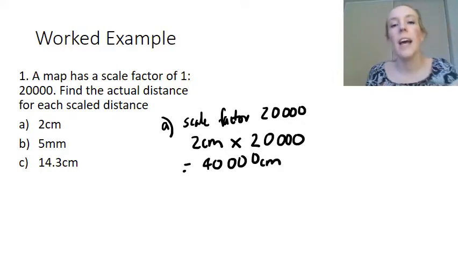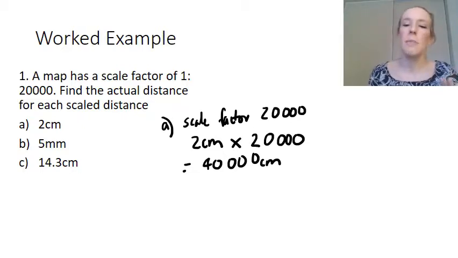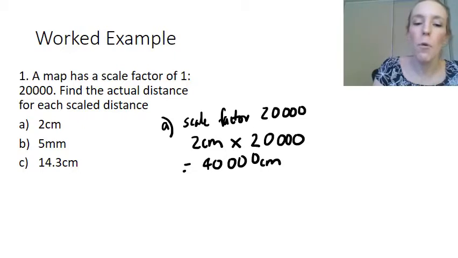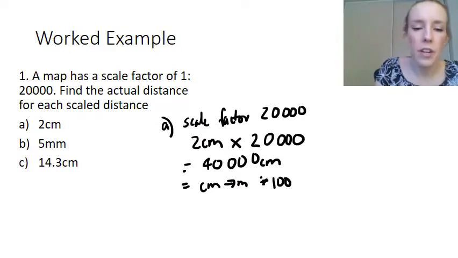But you don't say, oh, I went for a run today, or how far did you run? Oh, 40,000 centimeters? No, it doesn't make sense. So we're going to convert that into something that makes more sense. For instance, we'll go centimeters to meters. So we're going to divide by 100.